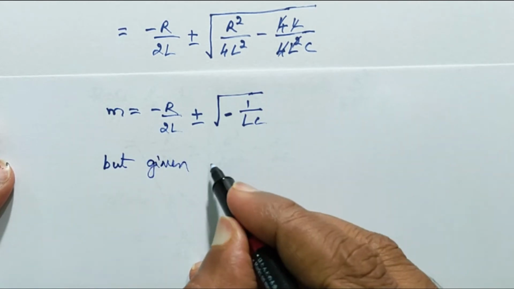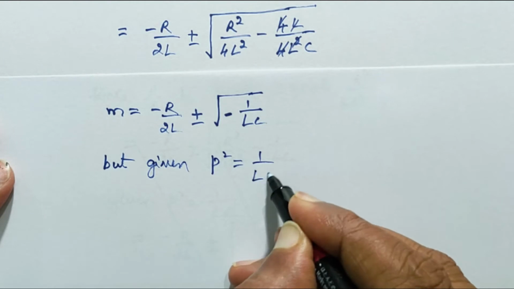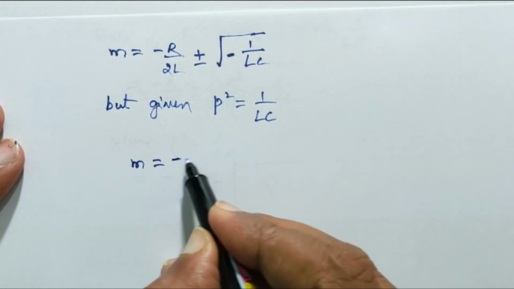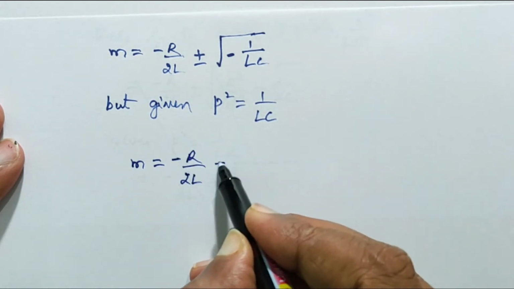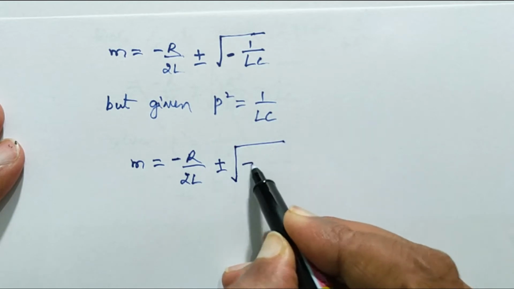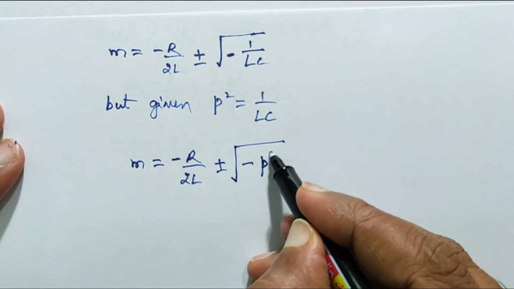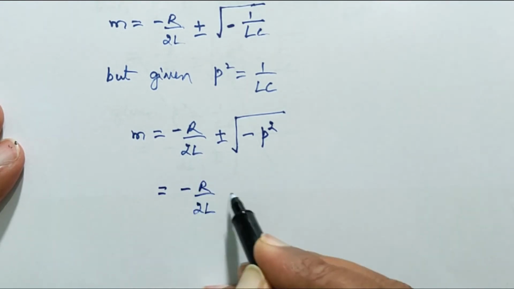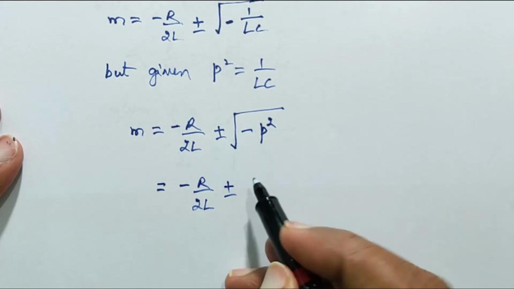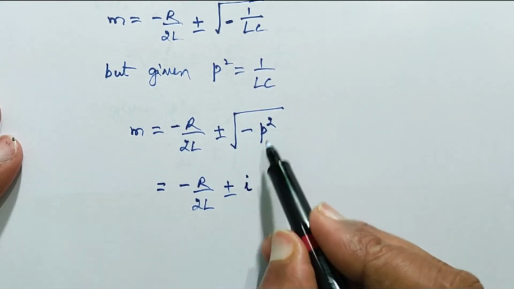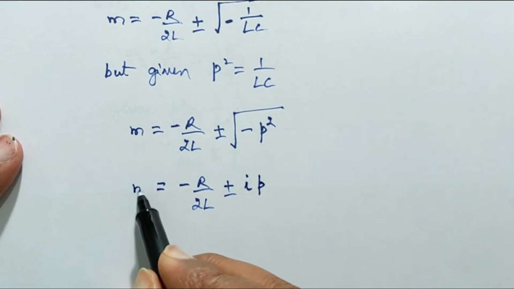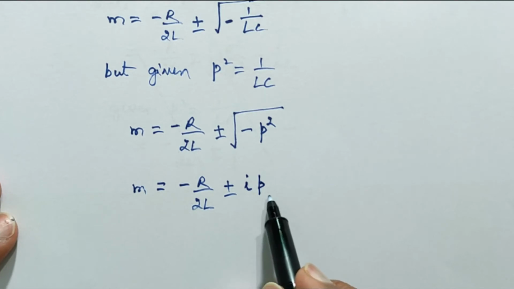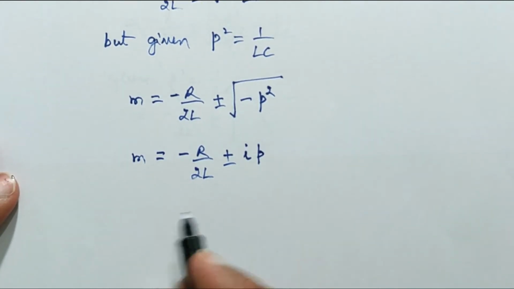But given the value of P square is equal to 1 by LC. So if I put that value back over here, M is equal to minus R by 2L plus or minus the square root of minus 1 by LC, whose value will be P square. So this will be equal to minus R by 2L plus or minus the root of a negative value, which will be i, and the square root of P square will be P. So we got the value of M to be equal to minus R by 2L plus or minus i times P. So let us write down the complementary function.